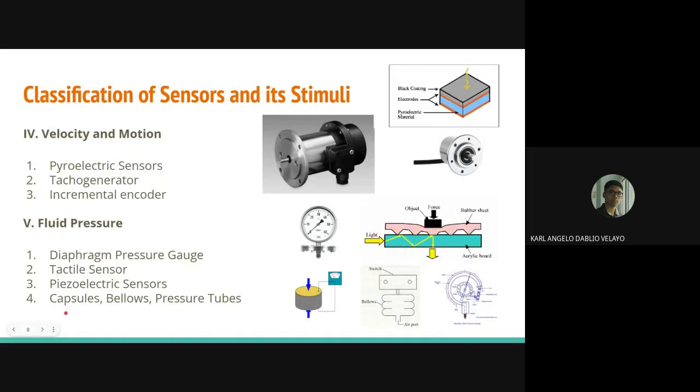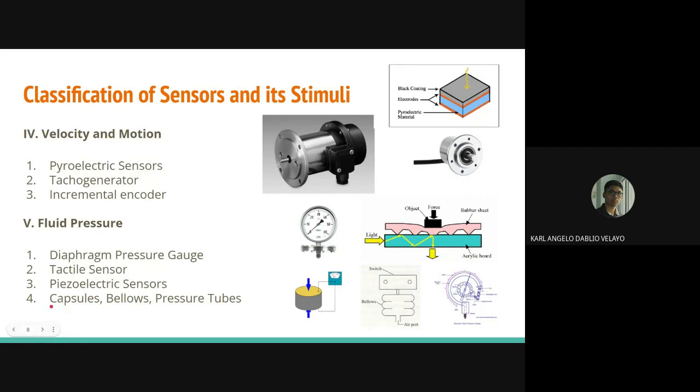So next we have piezoelectric sensors. So piezoelectric sensors is a sensor where the electric charge is generated when force is applied. So it is commonly used in cell phones and diesel injectors and acoustic guitar pickups.